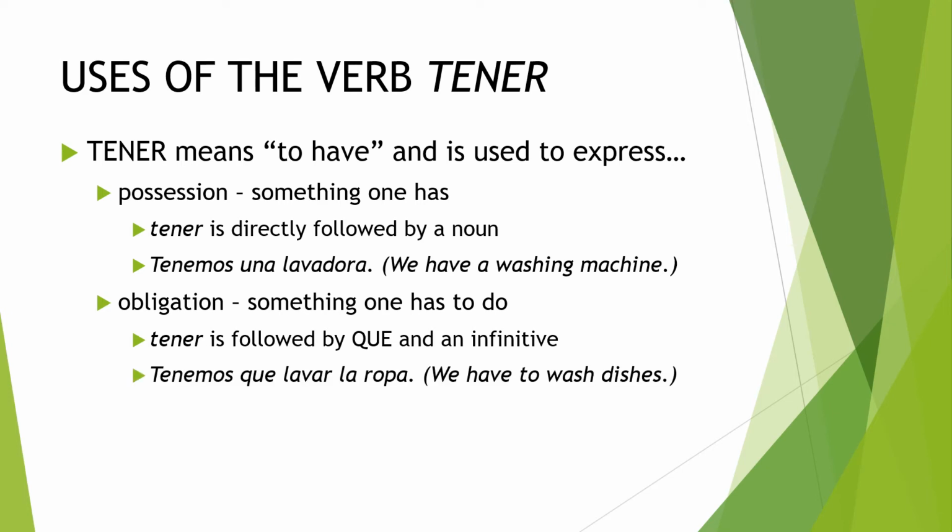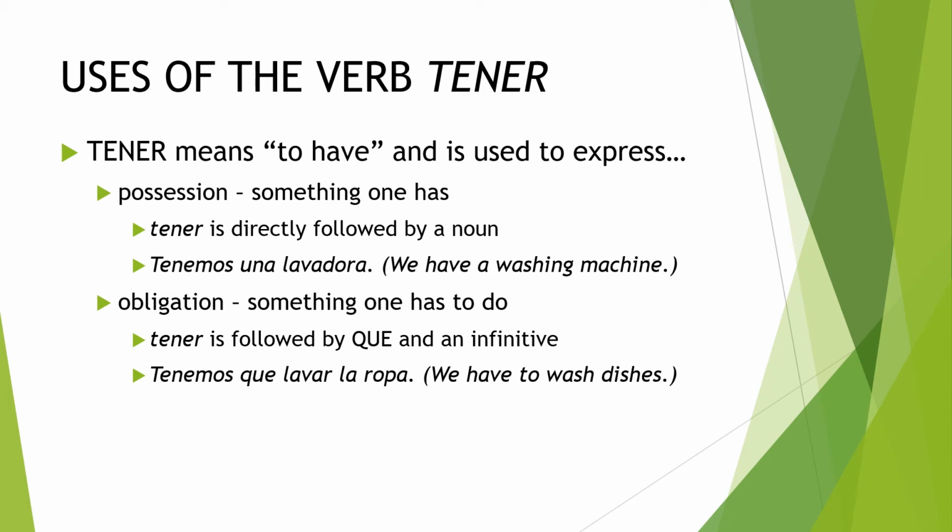So example here, tenemos que lavar la ropa. In this case, tenemos is your conjugated verb and lavar is your infinitive. So we have tener plus que plus infinitive, which is the grammar topic. Tener que plus infinitive. And the translation here is not what do you have, but it's what do you have to do. So we have to wash dishes.